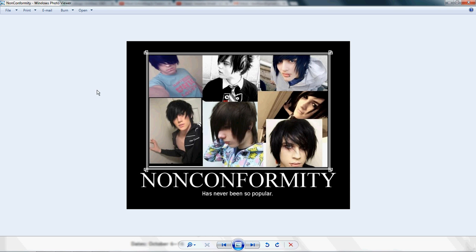Here's another demotivational poster. Nonconformity has never been so popular. Again, pointing to the paradox, the contradiction that non-conformity, rebellion, is a way of conforming with someone else's way of thinking, and that when you think you're rebelling, maybe you're not so much. All the same hairstyle, etc., etc.